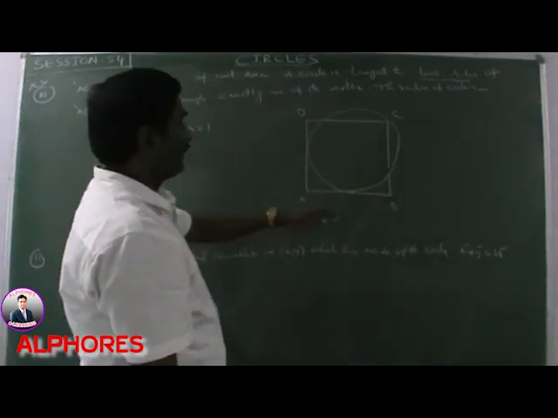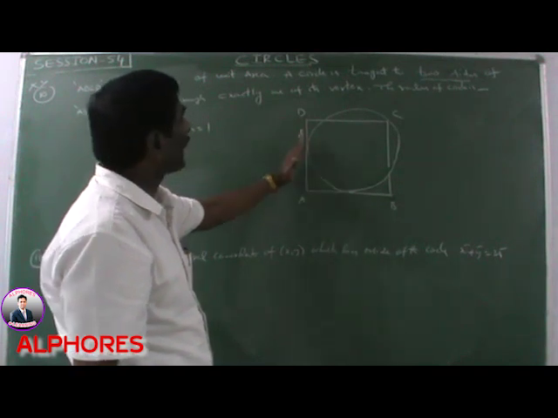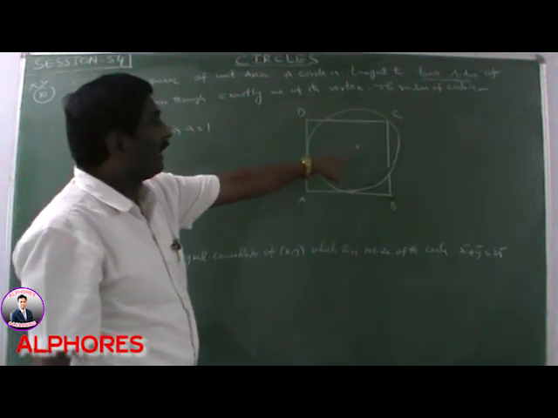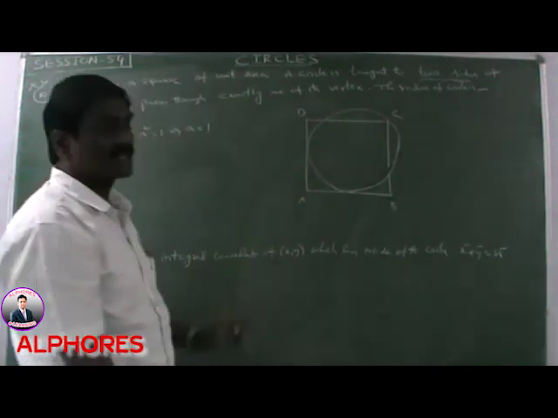In this case, ABCD touches the circle. That means two sides are tangents to this circle and it passes through one vertex, that means C. What is the radius of the circle? It is the question.